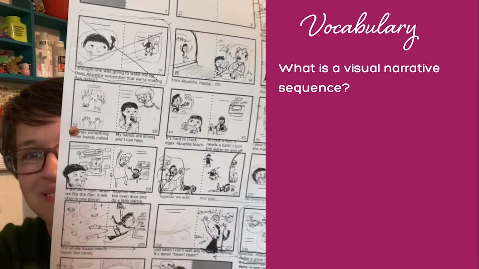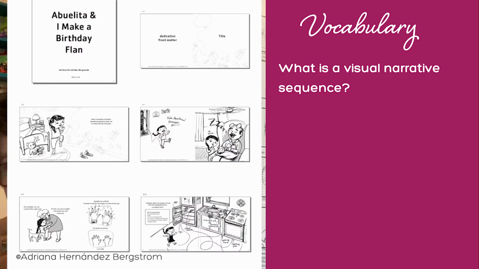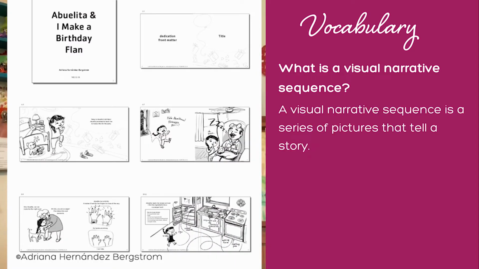Number 2, what is a visual narrative sequence? Visual means through your eyes or through seeing. Narrative is a story or sequence of things that happen one after the other, page after page. So a visual narrative sequence is a series of pictures that tell a story.